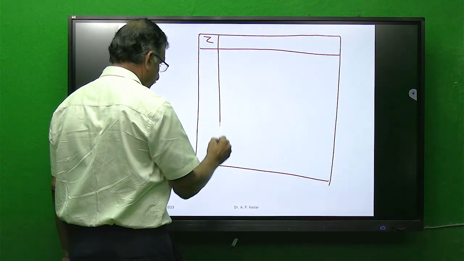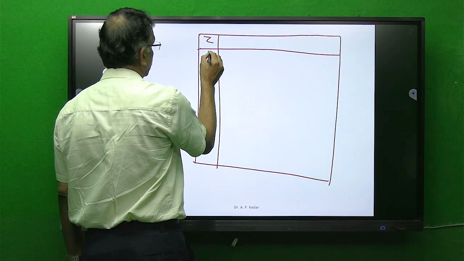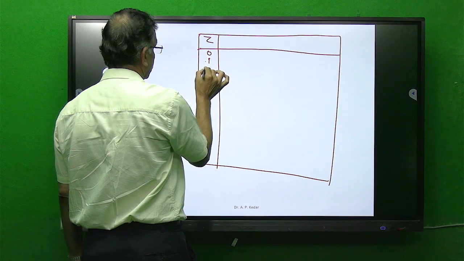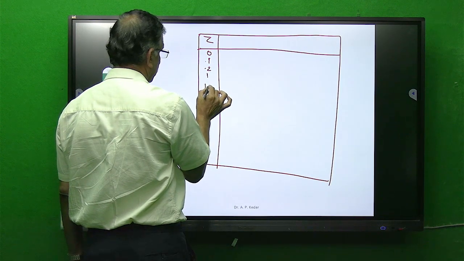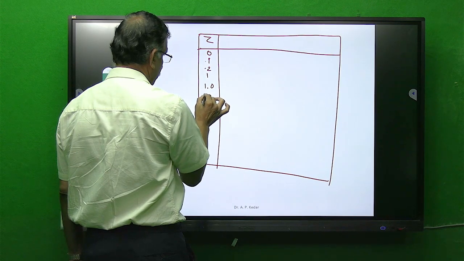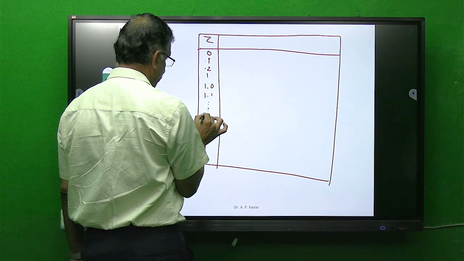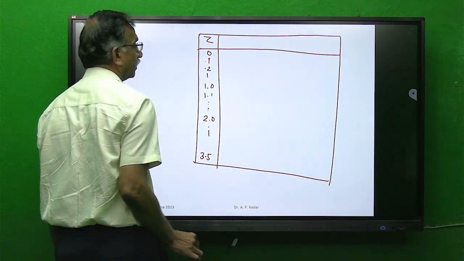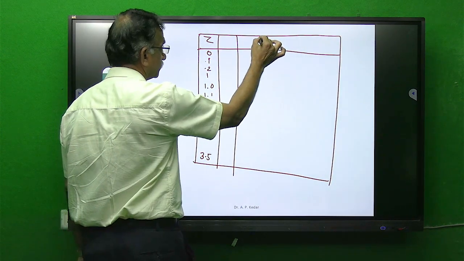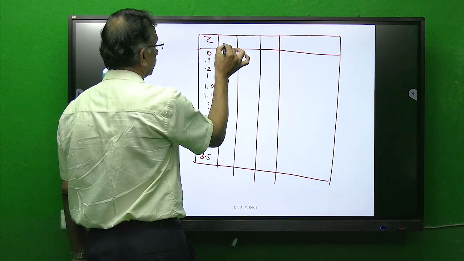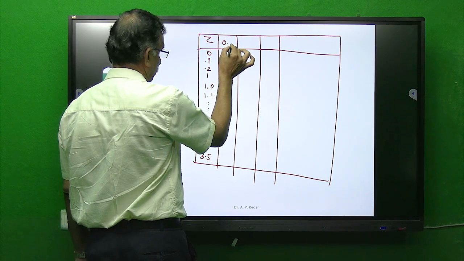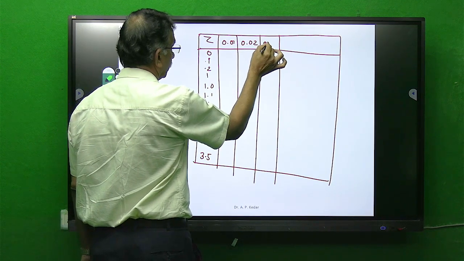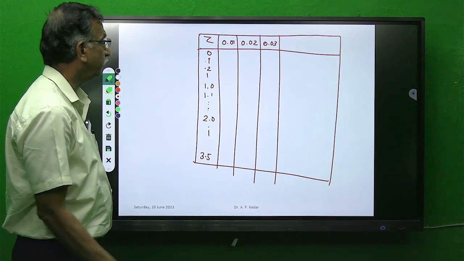These Z values will be running from 0, 0.1, 0.2, like that, 1, then 1.1, it will run to 2, it will run to 3.5, and then here you will be having sub columns like 0.01, 0.02, 0.03, like that, and we will be having some values over here.